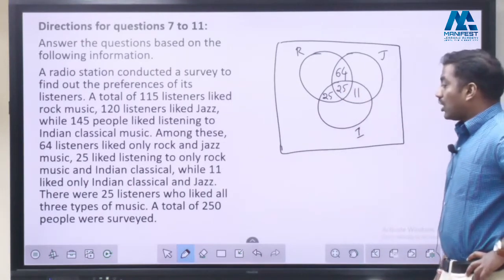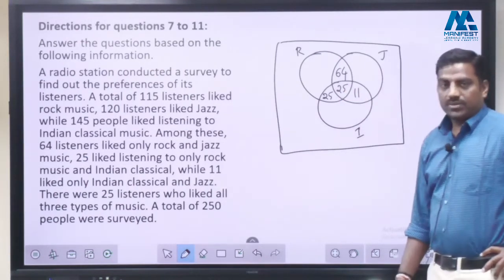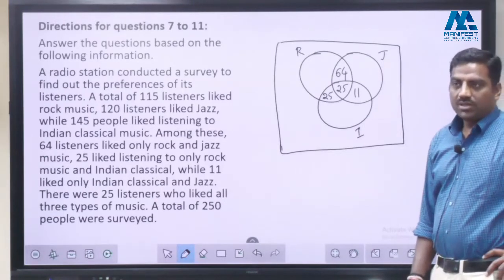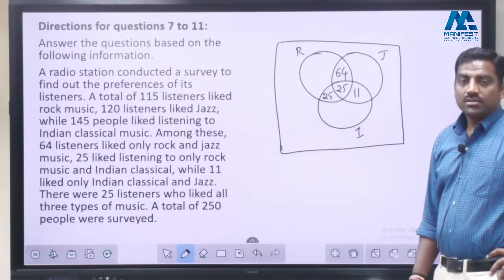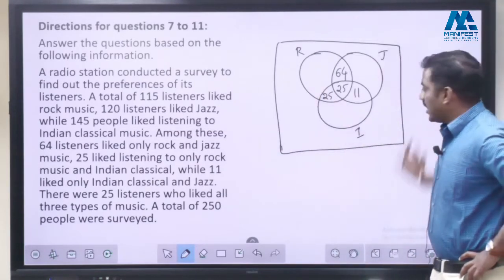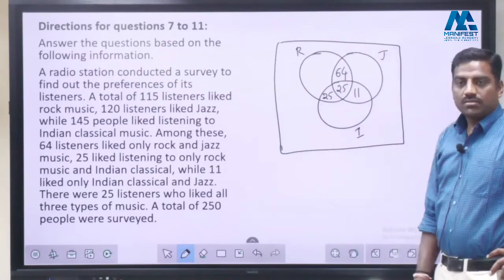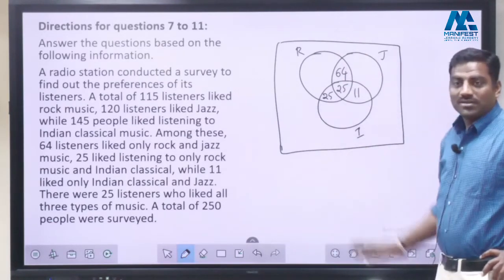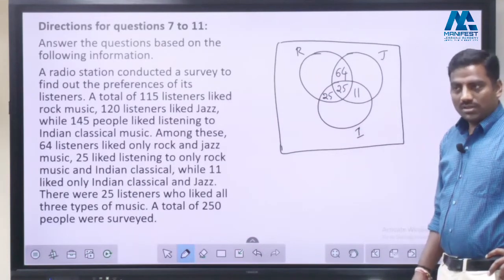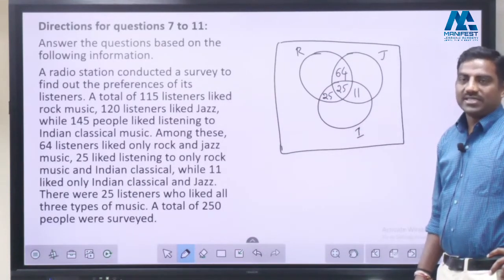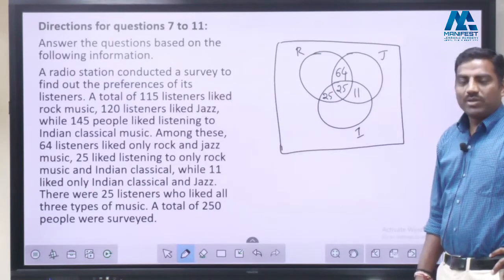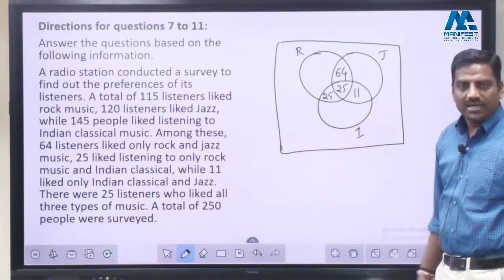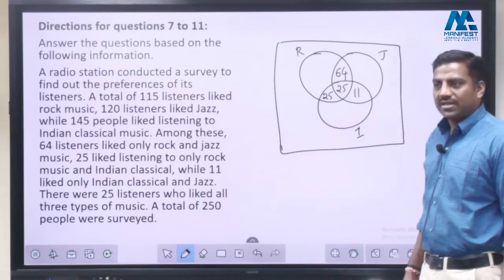Then a total of 250 people were surveyed. Okay, total has to be 250. Out of how many sectors? 8 or 7? How many sectors are there here totally? 8. So you have to count all the sectors and get 250. Because among the survey, there will be a few listeners who don't like anything, right? Let's see if they are there.